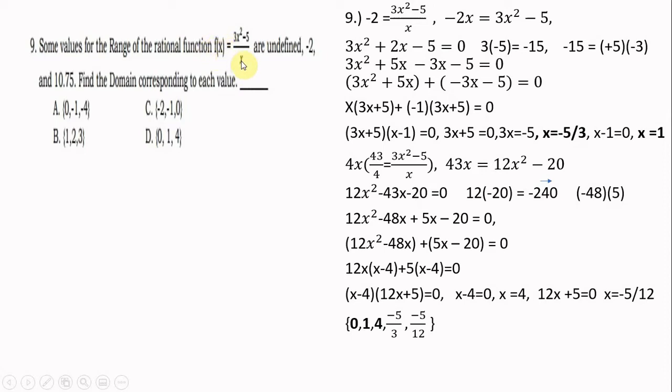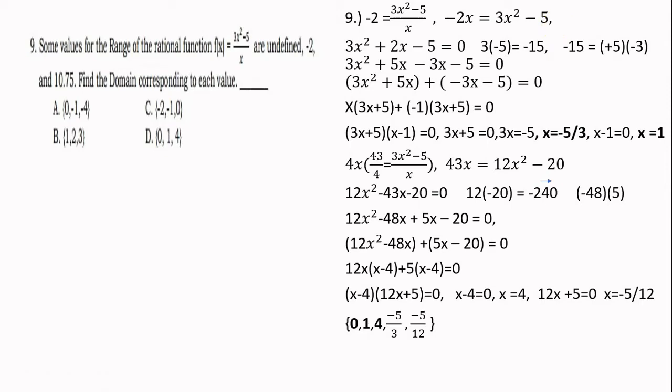Now let's solve for the value of our x, or our domain, when our range is -2. Here is the solution. Substitute f of x by -2, equal to the given function 3x squared minus 5 over x. So by cross product, you multiply -2 and x, that's -2x. And since there's no denominator for -2, just copy 3x squared minus 5 on the right side.